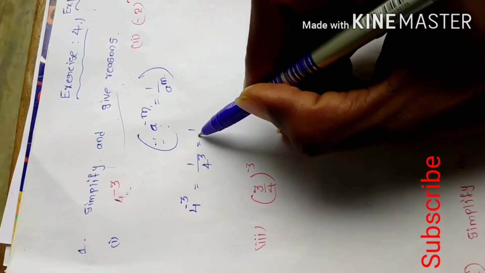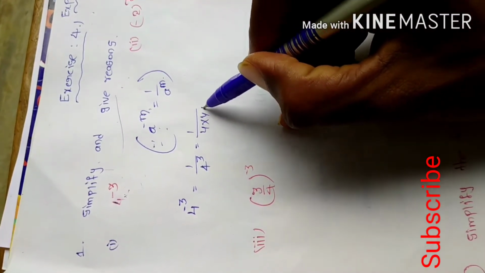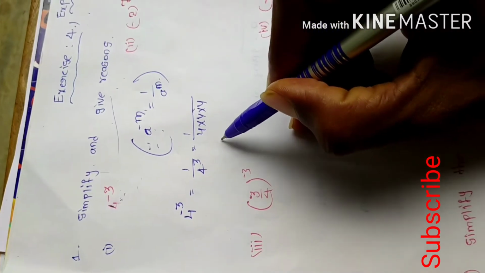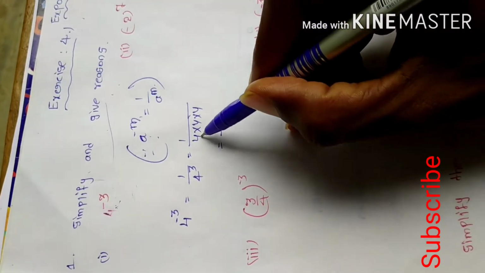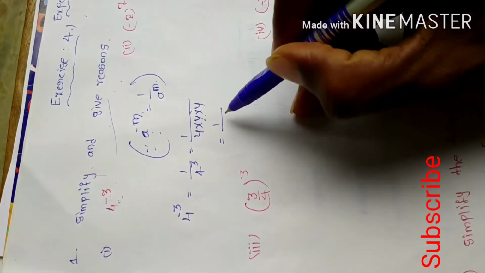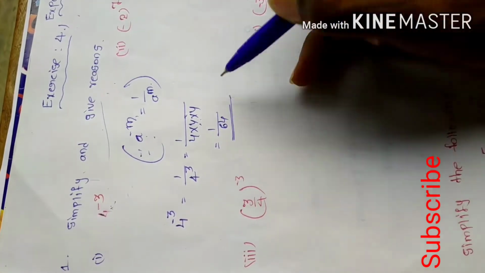That means you have to write 1 by 4 into 4 into 4. That means 1 by, 4 fours are 16, 16 fours are 64. This is your answer for the first problem.